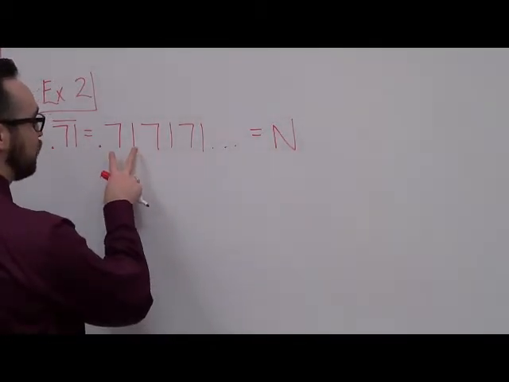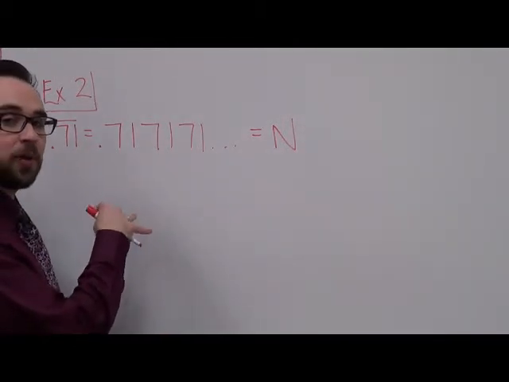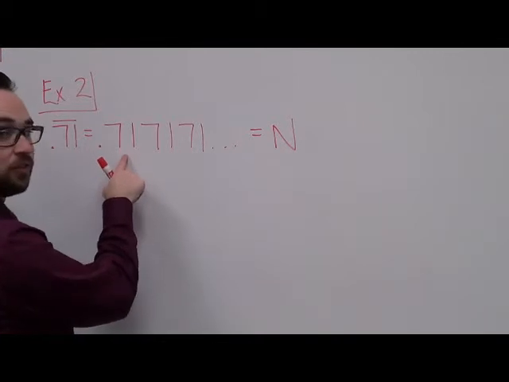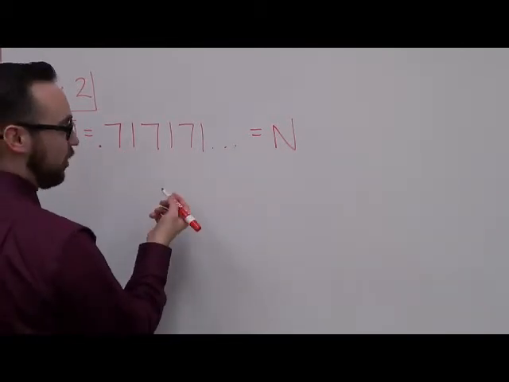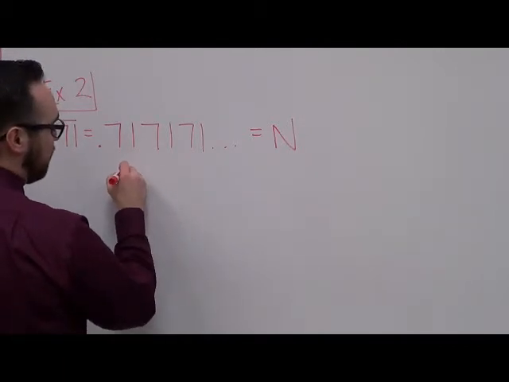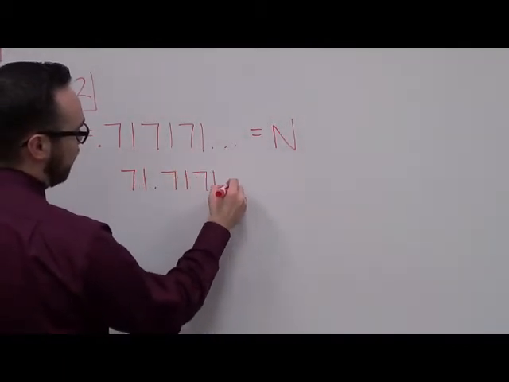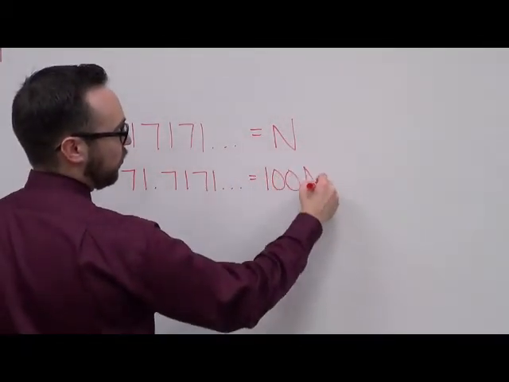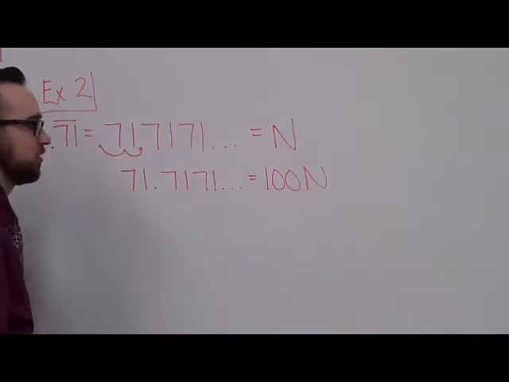Now, because I have 2 decimals repeating this time, instead of 10, I'm going to multiply it by 100. Because what I want to do is get one each of those in front of the decimal. So instead of multiplying by 10, I'm going to multiply by 100. So I multiply by 100, I end up with 71.7171, and so on and so forth, equals 100n. Because I moved it 2 decimal places.